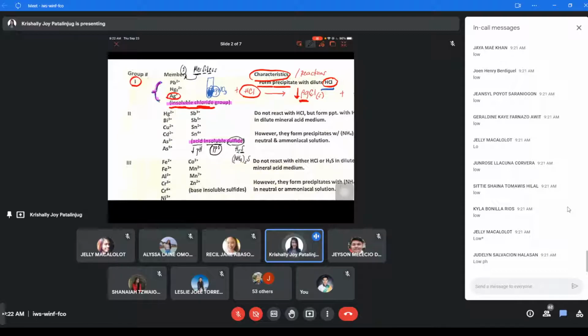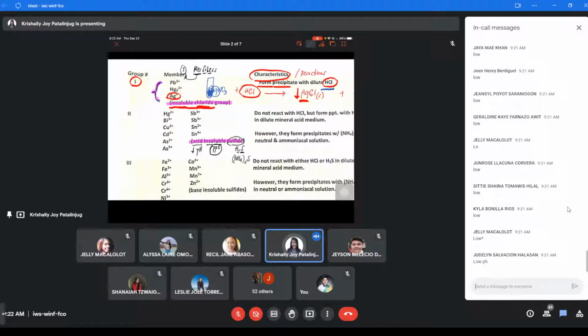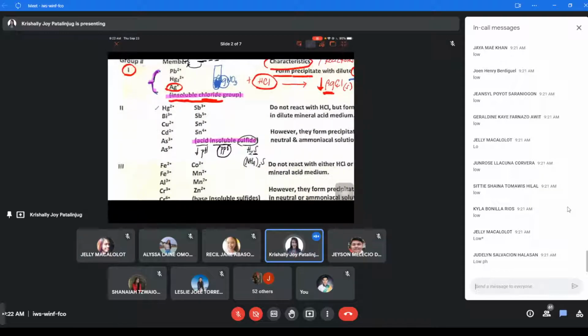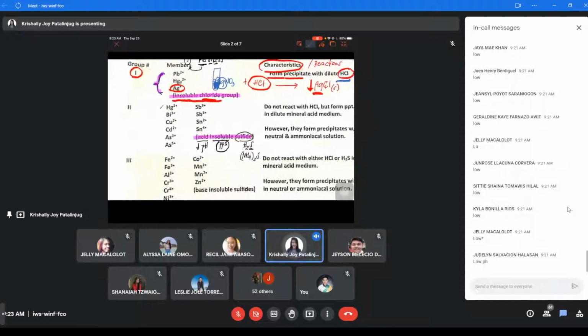Ano example ng acids? HCl, sulfuric acid. So basta may acid tapos may sulfide, ang ma-precipitate out natin group 2 cation. Okay, so these are the following ions under group 2. Mercury 2, Hg2+, so that's mercury 2. Bismuth 3+, copper 2+, or cupric, cadmium, etc., etc. So how did I memorize this?